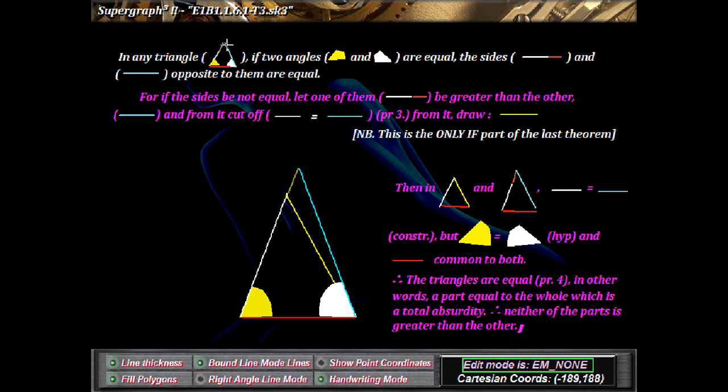But here we're to assume that these angles are the same, and these sides may or may not be different. The theorem states that if two angles, this blob and this blob, are equal, then the sides, this and this, opposite them, are equal.